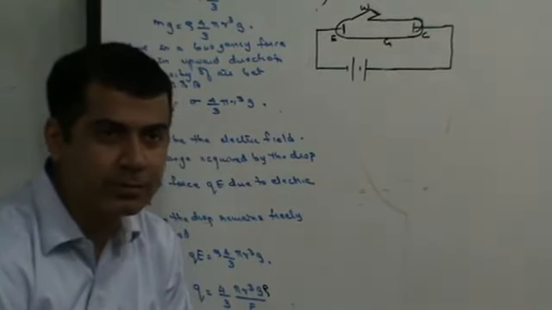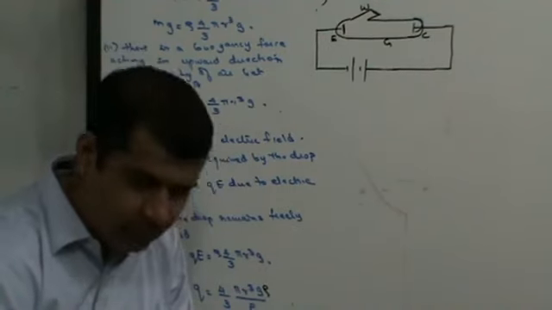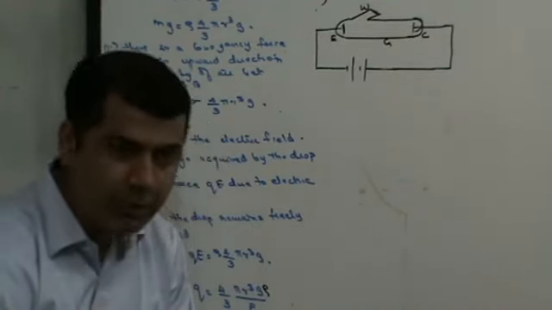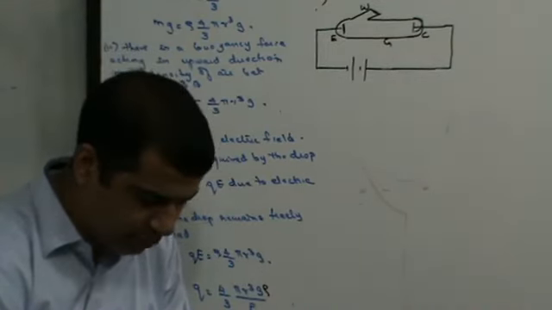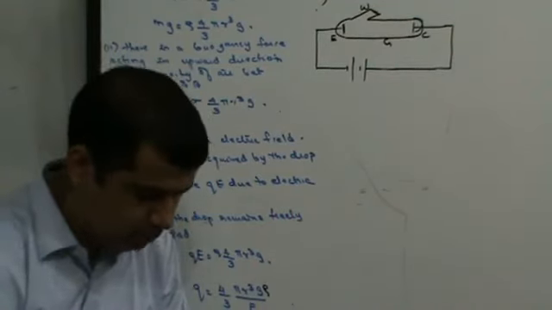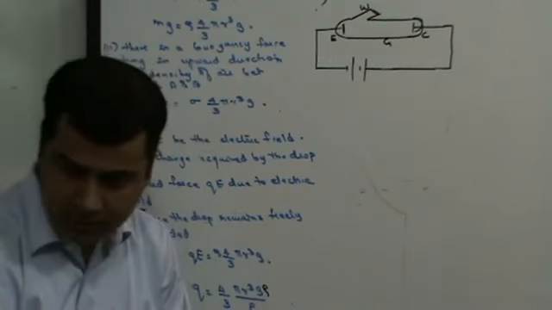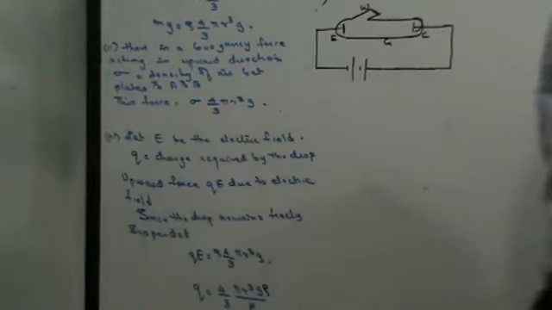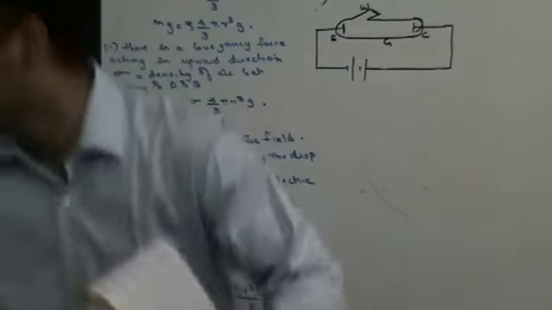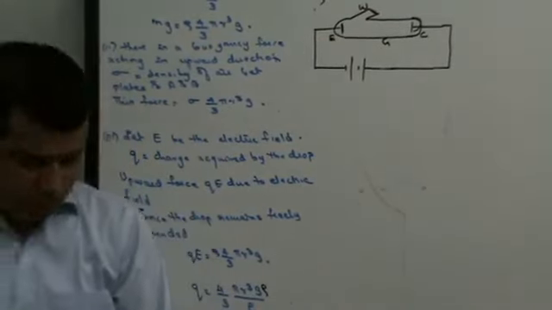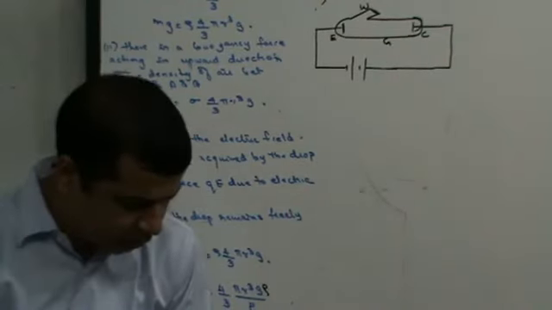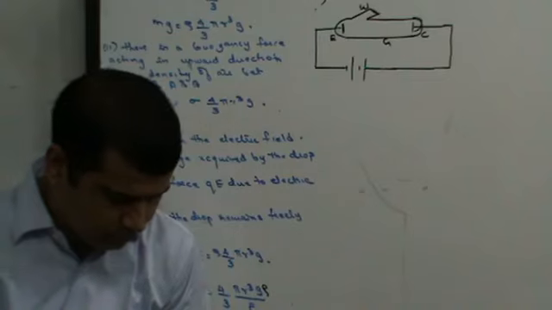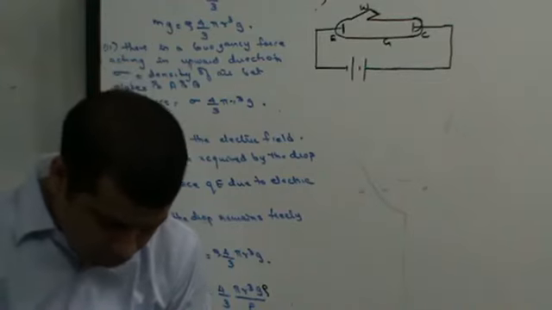Next, what is stoppage potential? The magnitude of the retarding potential for which the photoelectric current reduces to zero is called the stoppage potential.